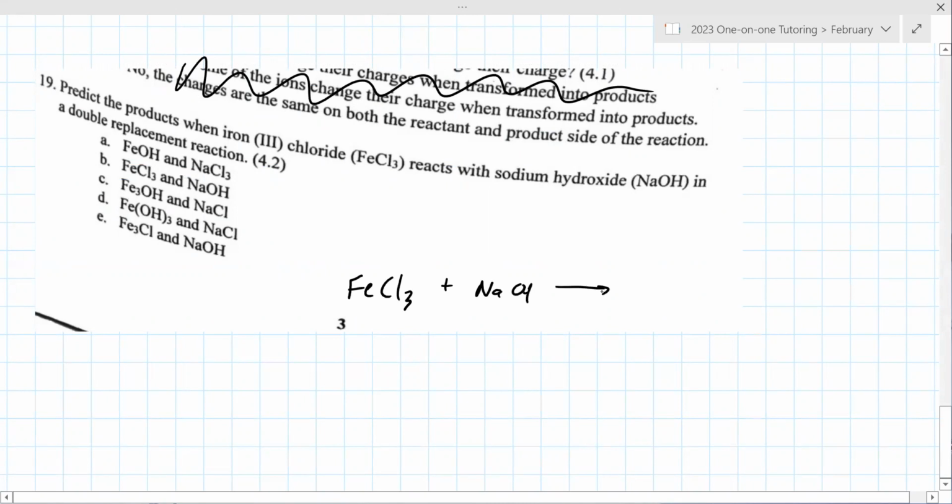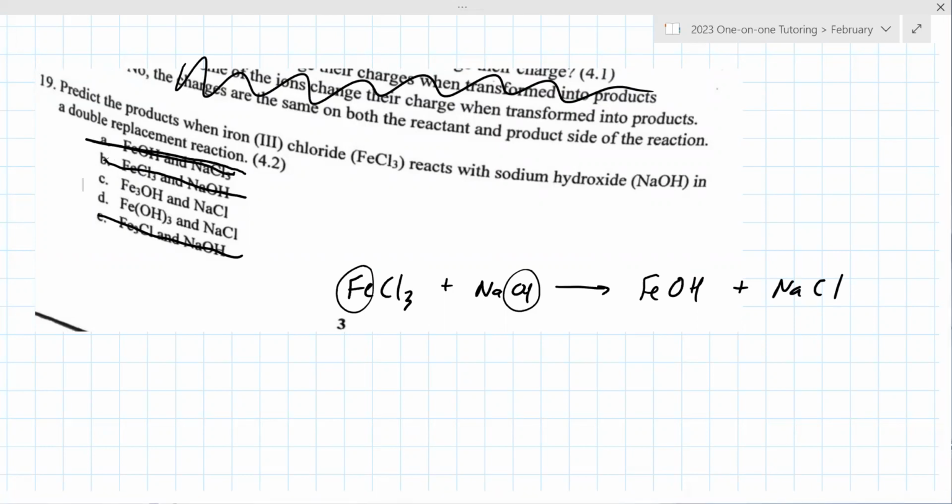So that means the Fe is going to go with the OH. That's the first part of the replacement, so that eliminates a few of these. We don't know the charge yet, but that eliminates a couple of these, plus the NaCl for the other one. So NaCl3 is completely wrong. I know that because it's always Na and then Cl, since Na is +1 and Cl is -1. So we're down to these.